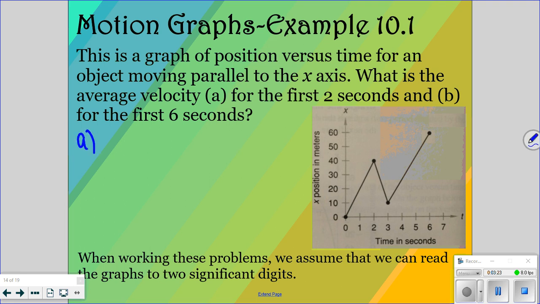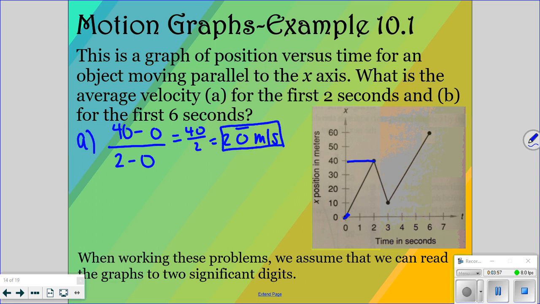So for A, the average velocity. For the first 2 seconds, we're going to do time 2 minus time 0. Here, it looks like the position ends at 40, and we started at the origin. And so if you simplify that, you're going to get 20, and you have to put a bar because we have 2 sig figs, and we're looking at velocity. So meters per second, and that would be your answer.